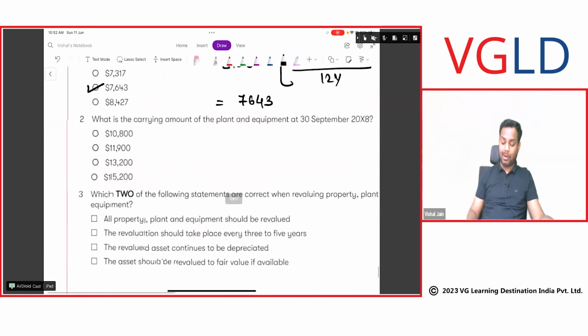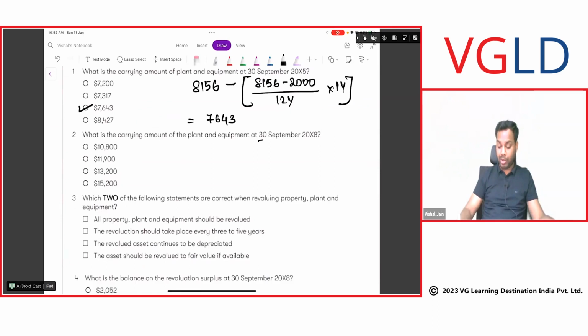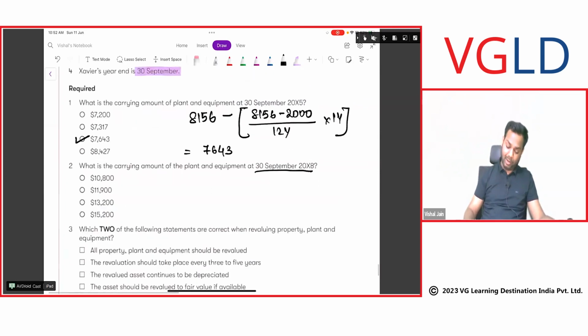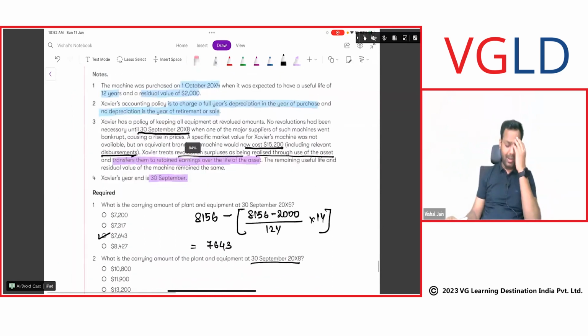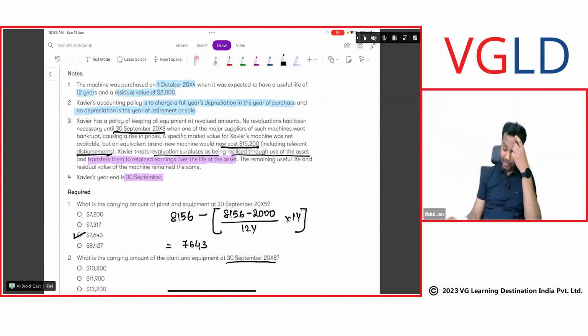Now, what is the carrying amount of the plant and equipment on 30th September 20x8? Again, you have to read the question and try to solve it. What is the carrying amount on 30th September 20x8?